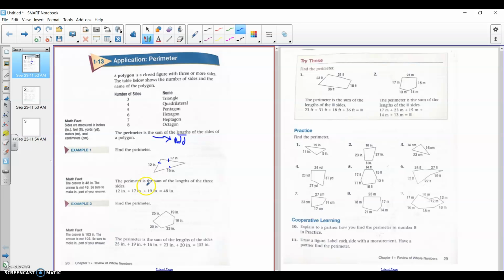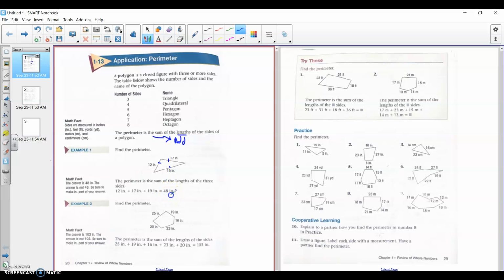Now remember, the commutative property, which we'll get into, tells you that you can put these in any order. You can do 19 plus 17 plus 12 or 17 plus 19 plus 12 and still get the same answer. So it doesn't matter what order they're in, as long as you're adding correctly, you'll get the same sum. In this case, when you add up the three sides, you're going to get 48 inches.